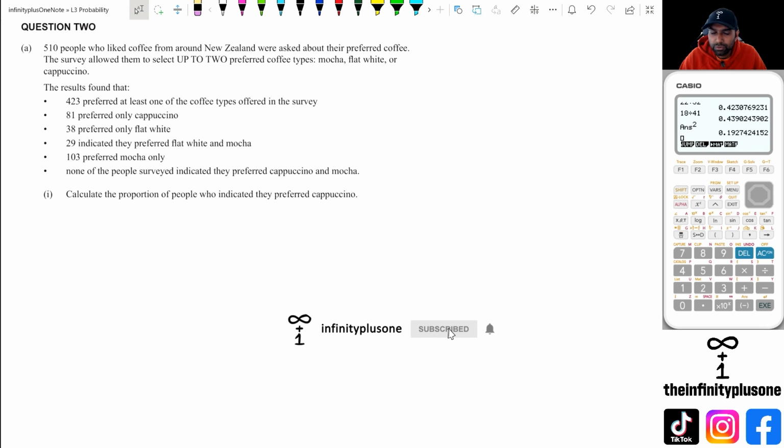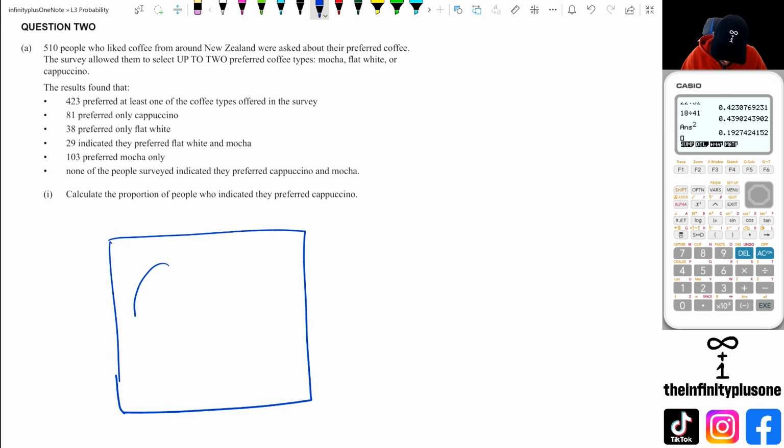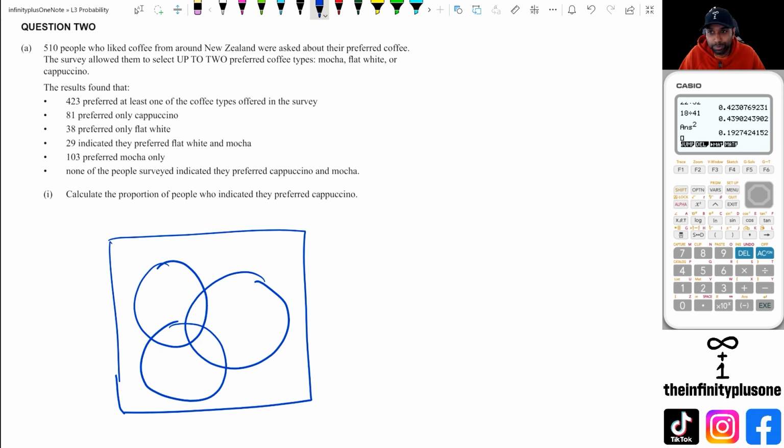All right, people. For question 2, I can tell that it's a lovely Venn diagram. I'm going to get started straight up with 3 circles here. Terrible circles, but you get the idea. What do we have? Coffee preferred: cappuccino, flat white, and mocha. We've got 510 people in total, so the box is worth 510.